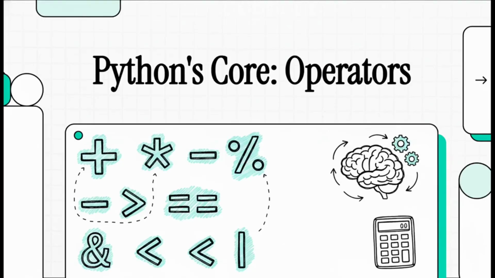All right, welcome back. So in our last explainer, we figured out how to get information from a user. Today, we're going to dive into what we actually do with that info. We're talking about operators. These are the real workhorses, the fundamental symbols that let your Python programs actually think, calculate, and make decisions. Let's jump right in.